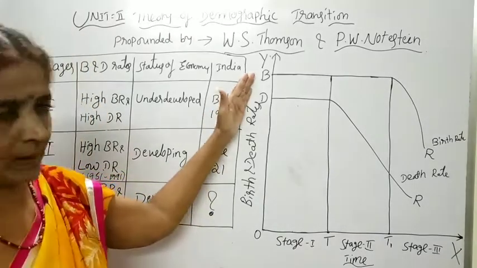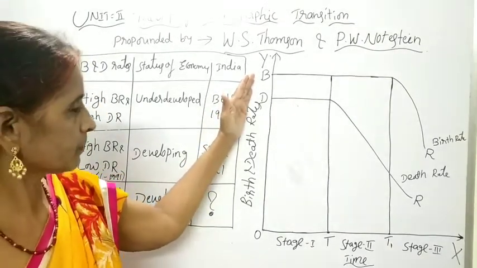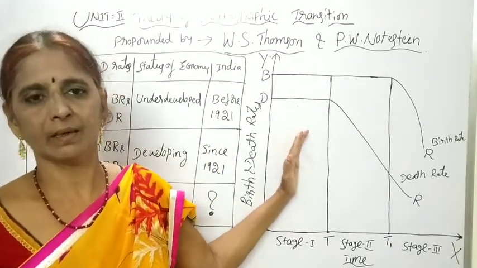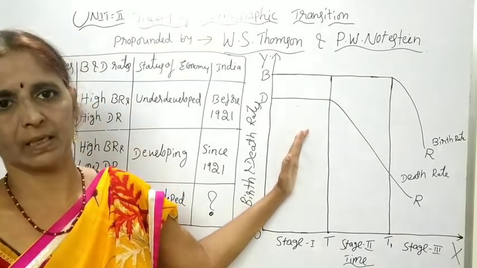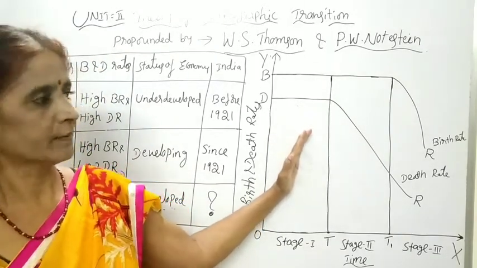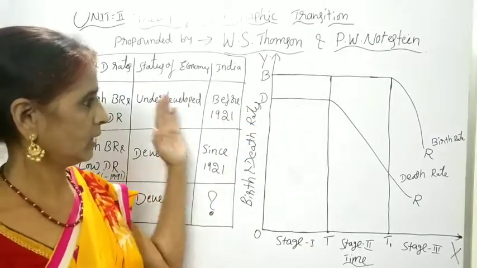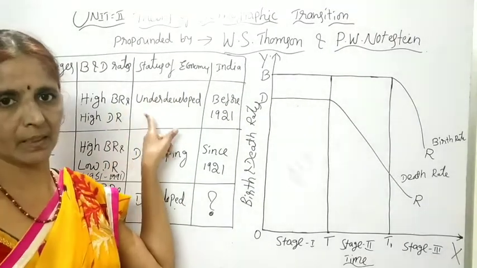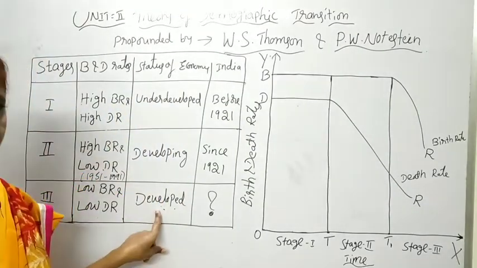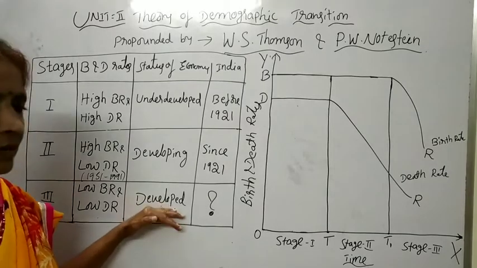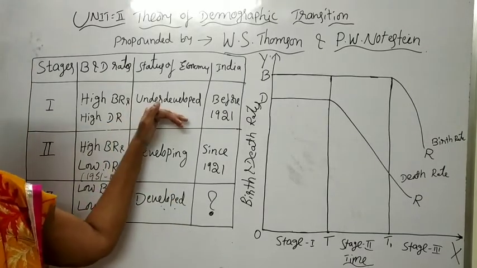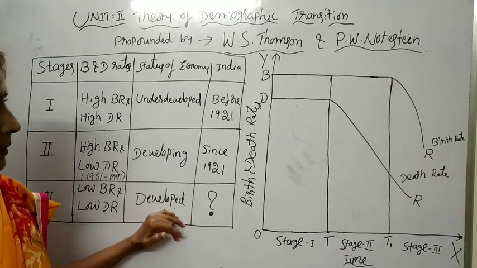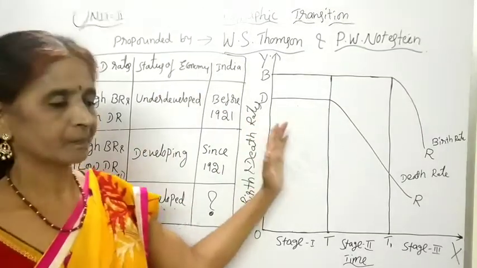And this theory is also explained with the help of a diagram. This table and the diagram explain how a primitive economy is transformed into a modern or industrialized economy. In the first stage, the economy is agrarian in nature and it is a primitive economy. But in the third stage, the economy becomes a developed or industrialized economy. The transformation of the economy, from underdeveloped to developed, is explained with the help of the table and the diagram.